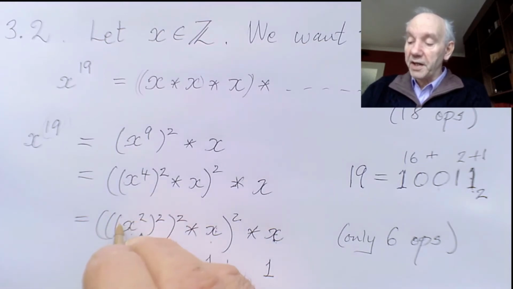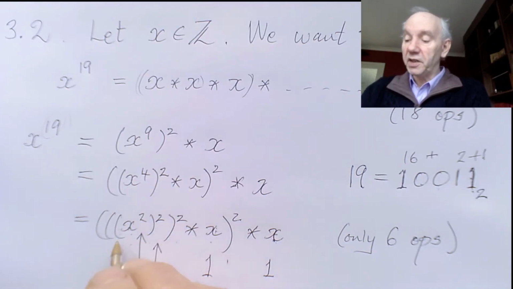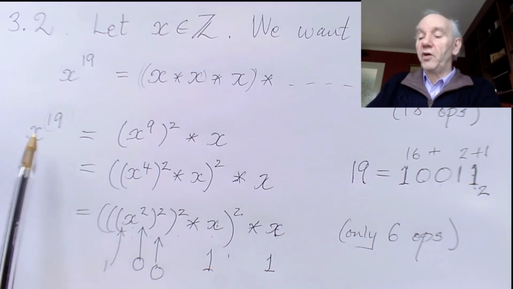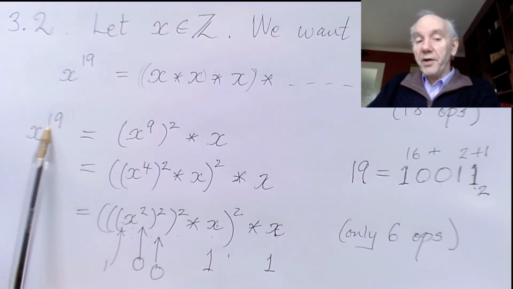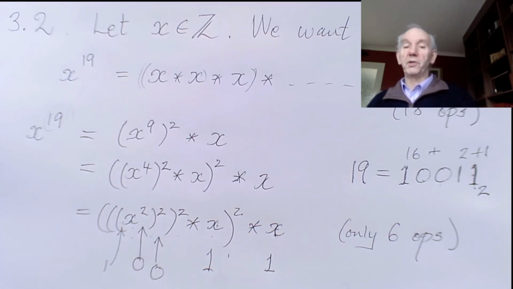So if you like, you could say that I started with a 1 here. I've sort of inserted a 1 in some sense here and then multiplied that by x. So there's a sort of 1. There's always going to be a 1 to start with. So you see how the binary expansion of the exponent, the power 19, has led to this way of giving a scheme to do the multiplication.